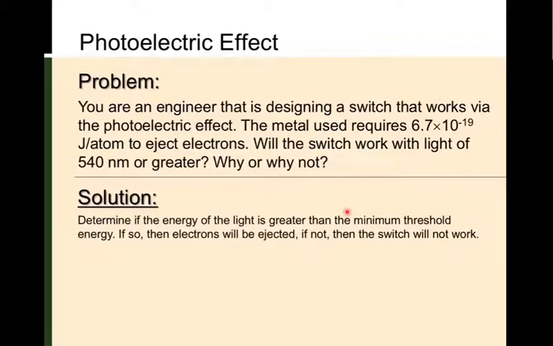So here we have a problem that we'll work through together. With the photoelectric effect, you are an engineer designing a switch that works via the photoelectric effect. The metal used requires 6.7 times 10 to the minus 19 joules per atom to eject electrons. Will the switch work with light of 540 nanometers or greater? Why or why not? The solution here is to determine if the energy of the light is greater than the minimum threshold energy. If so, the electrons will be ejected. If not, then the switch will not work.